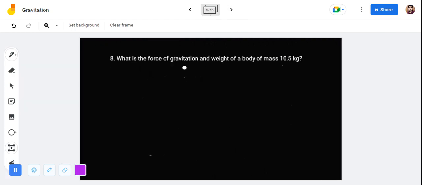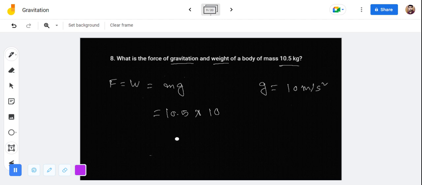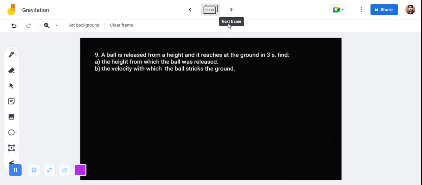What is the force of gravitation and weight of a body of mass 10.5? Now we know that force of gravitation and weight are the same. So we can write F equal to W equal to mg. Now the mass of the object is given as 10.5, and acceleration due to gravity you can write as 10 meter per second square. So the answer will be 105 Newton. Now do the next question.